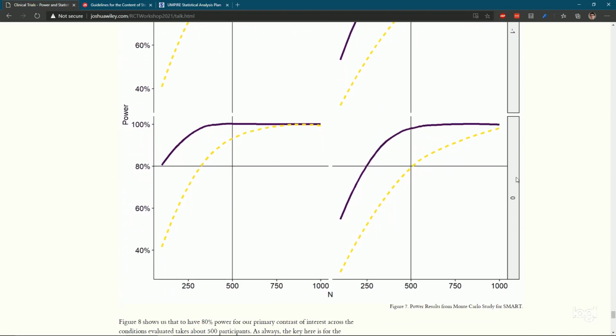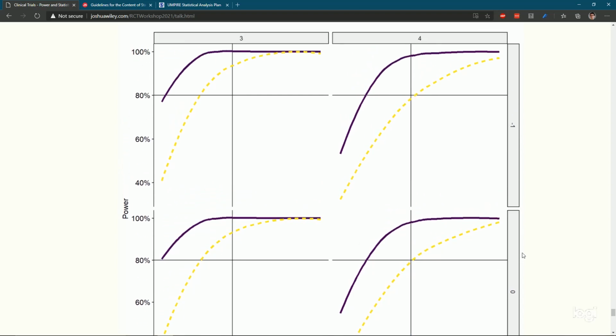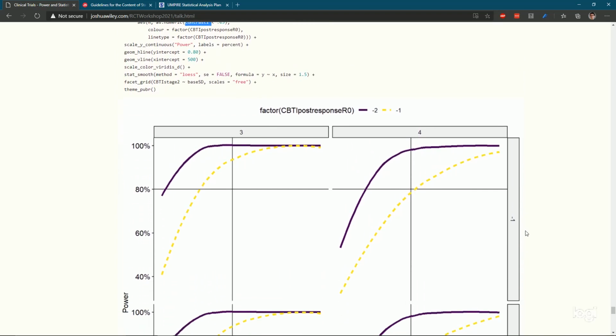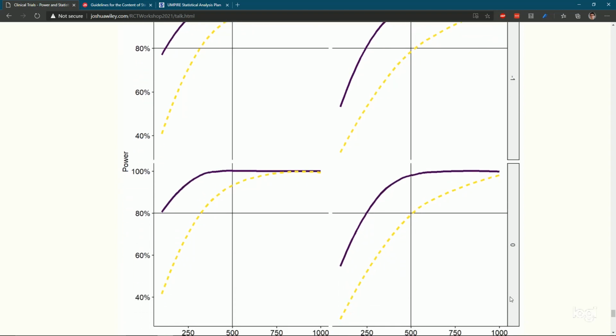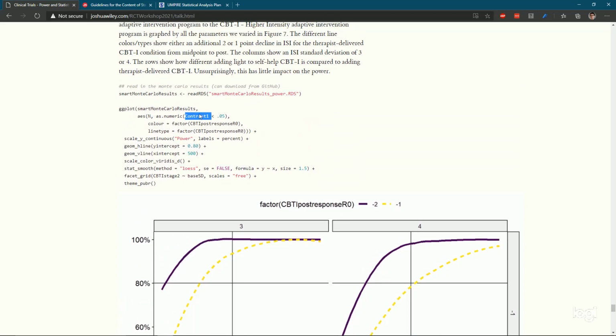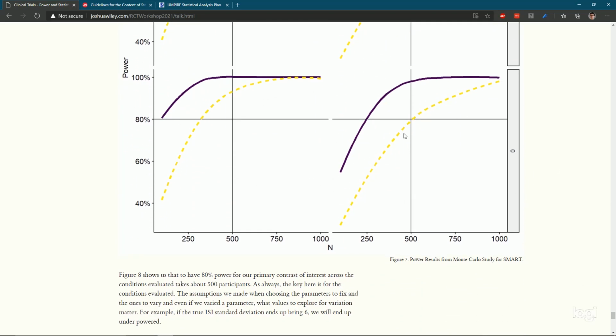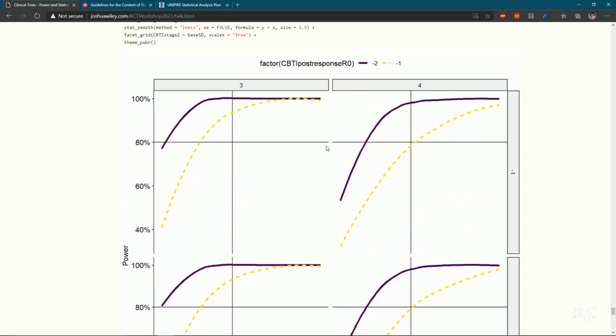And the two rows, which in this case don't seem to make much difference visually, is whether people who get light in addition to self-help CBTI, how much better they do than people who just get therapist-delivered CBTI in addition to the self-help. Do they do 1 point better or no points better? And that doesn't actually change our first contrast. It would change some of the other contrasts, but for the first contrast, which is what we're looking at power for here, it doesn't make much difference. So we could kind of ignore it and focus on just one of these rows.